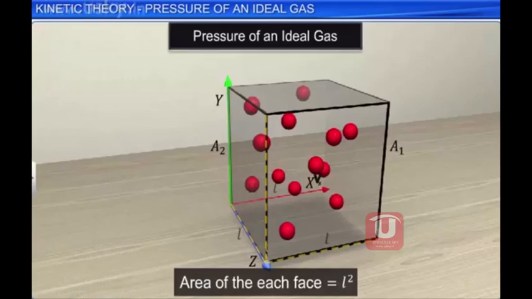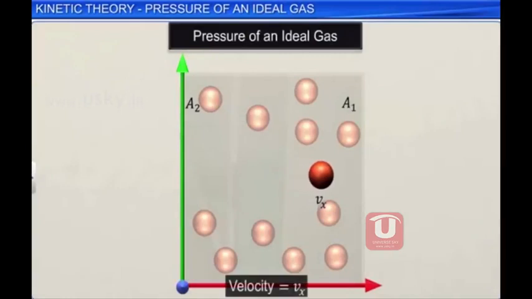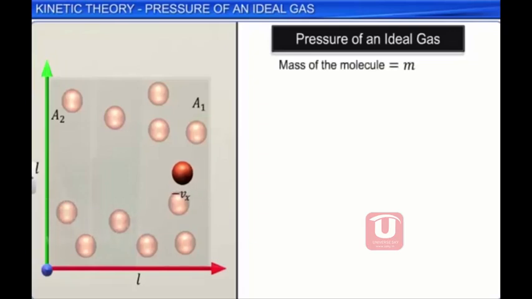Consider a molecule in motion and assume that its velocity along the x-axis is Vx. If this particle collides with face A1, since all the collisions are elastic, it rebounds with the same speed in the opposite direction. Let the mass of a molecule be m.